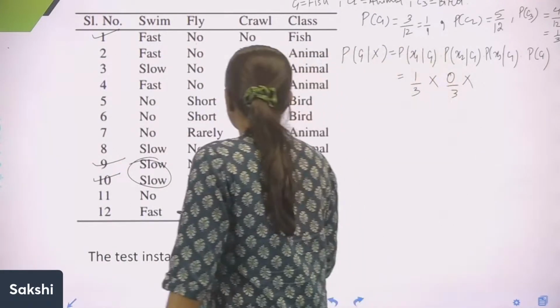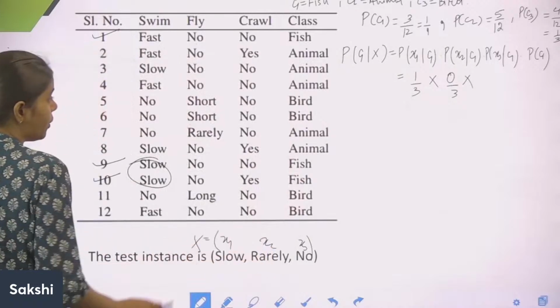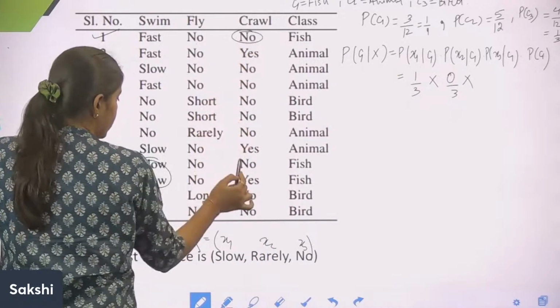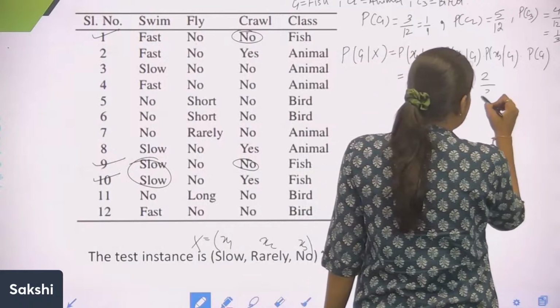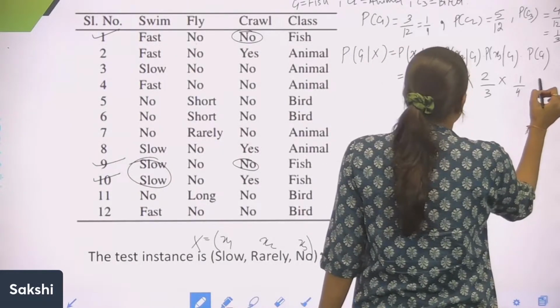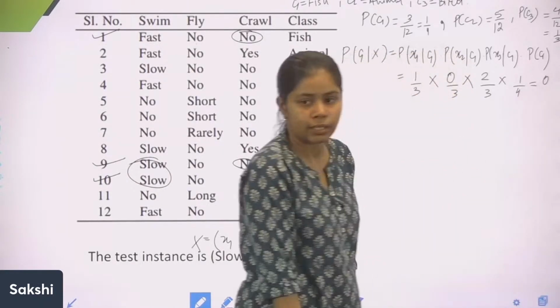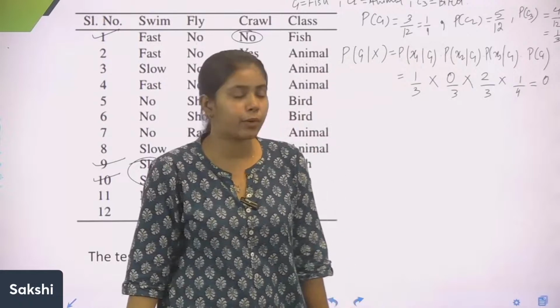Now X3 given C1, X3 is what? No. So this is no, this is no. Out of 3 examples, we have 2 no. 2 by 3 into 1 by 4. So on solving, we'll get the probability 0. Right? We get the probability 0.